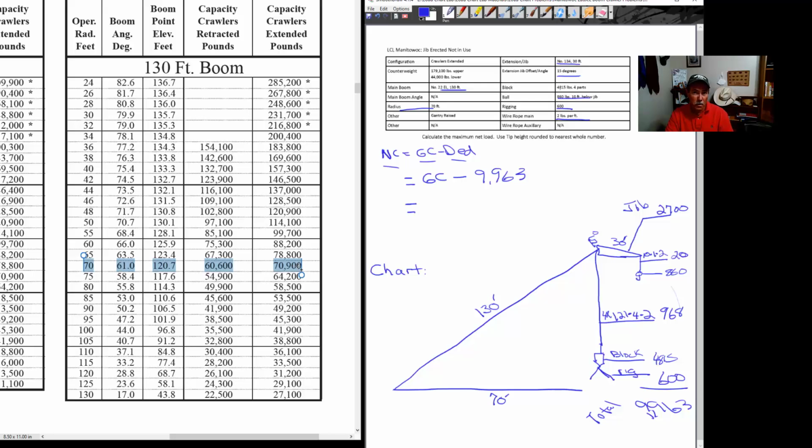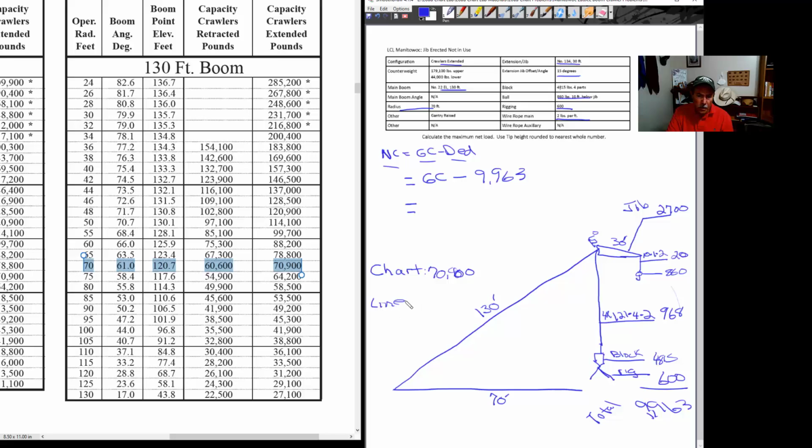How do we know which one to use? Well, we have two columns. We have a column for capacity with the crawlers retracted. Then we have capacity for crawlers extended. We go back up to our data table. Crawlers are extended, so we'll use the right-hand column, 70,900 pounds, as our chart capacity. 70,900.